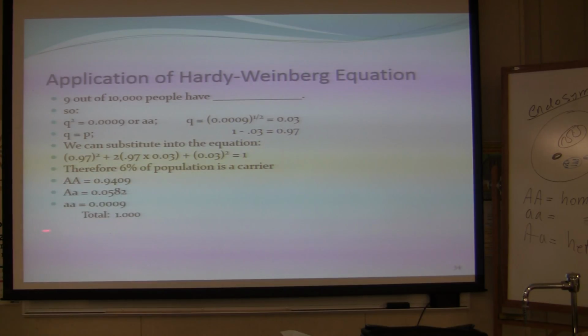Okay, so the total is 1. In other words, about 0.06 or 6%, I'm rounding it off. 6% of the population is a carrier for the recessive allele.